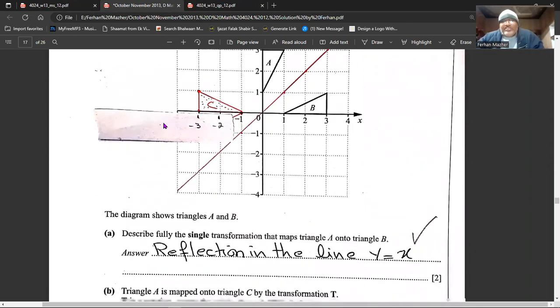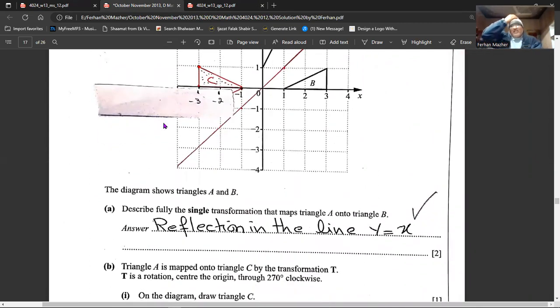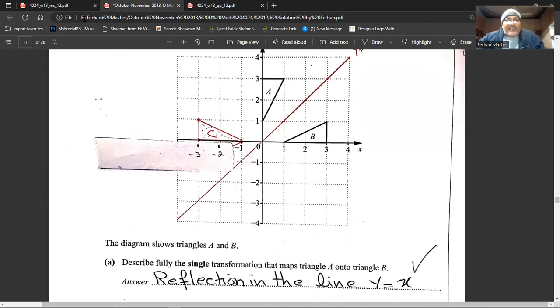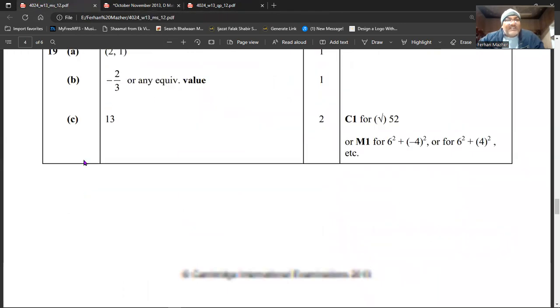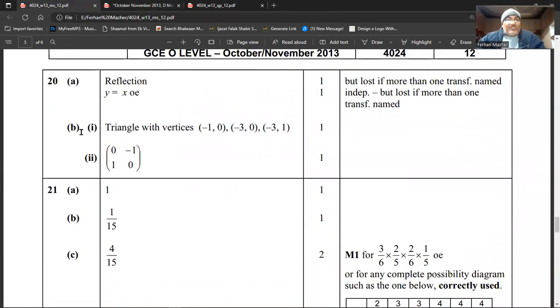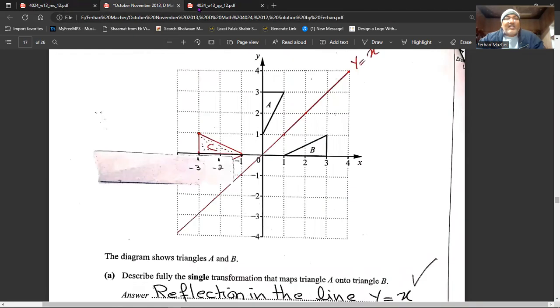So how will you describe this single transformation? This is basically a reflection in the line y equals to x. Reflection in the line y equals to x. So our answers are right, sir.